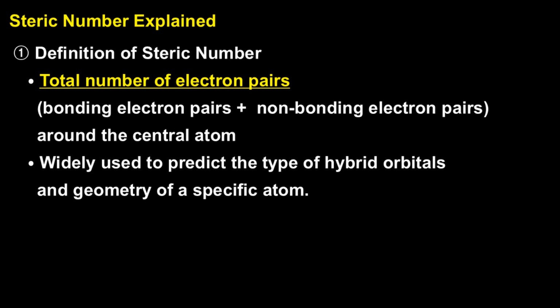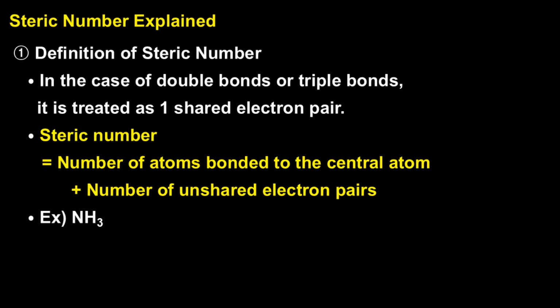In other words, it tells us how atoms arrange themselves in space and how that affects the way they bond in different chemical structures. Here's one important rule to keep in mind. When we're dealing with double or triple bonds, we only count them as one shared electron pair, not two or three. Even if there are multiple electron pairs involved, they're treated as just one region of electron density when we're figuring out the steric number.